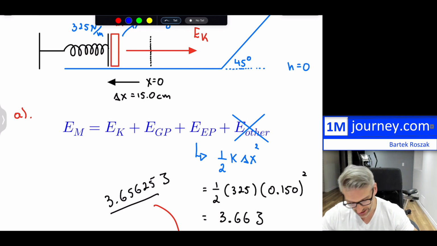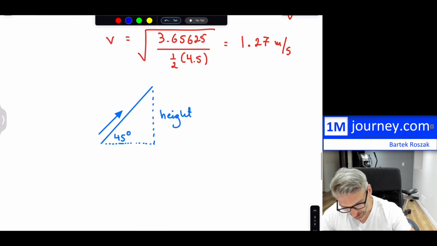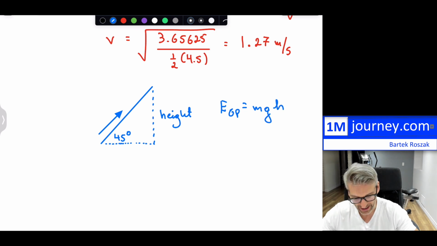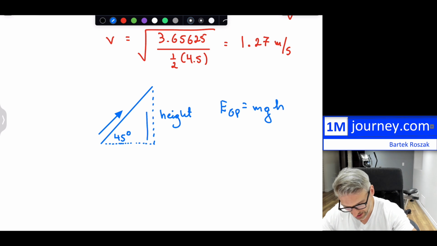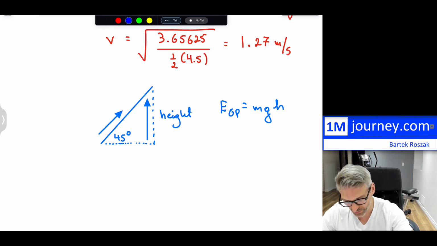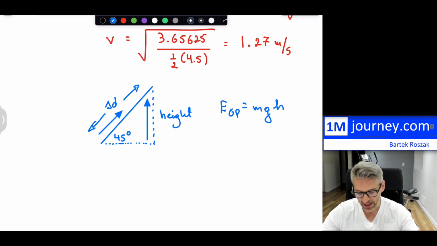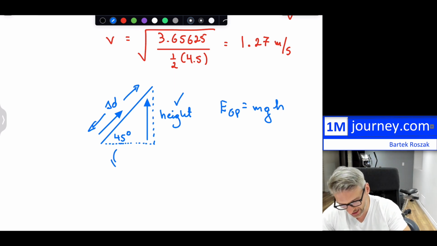Now, for gravitational potential energy, we do know that our result is mass times gravity times whatever height that we have. But here we have to be careful because this will be the actual height. Now, they're asking us for the distance on the ramp, right? So this is going to make this delta D. That would be the distance that it goes up the ramp. But once we have this height, we can figure that out because we know this angle.